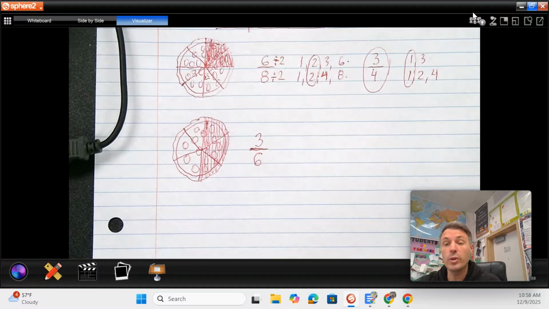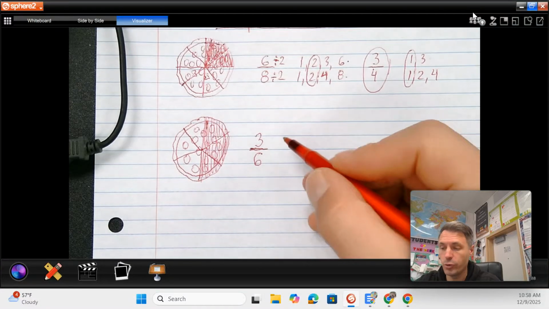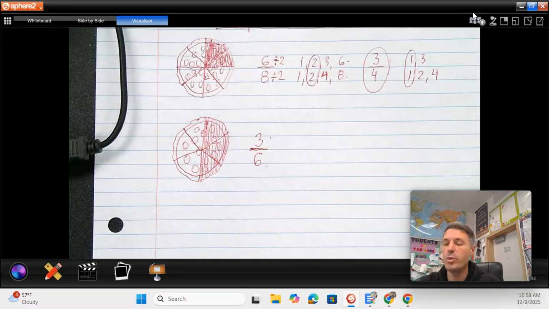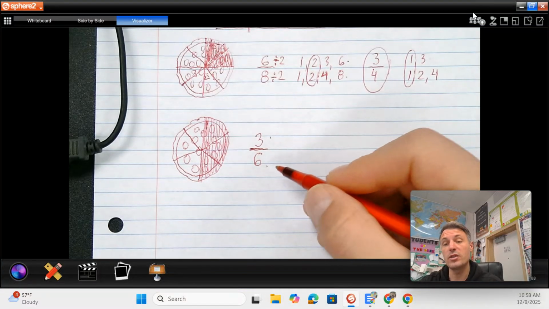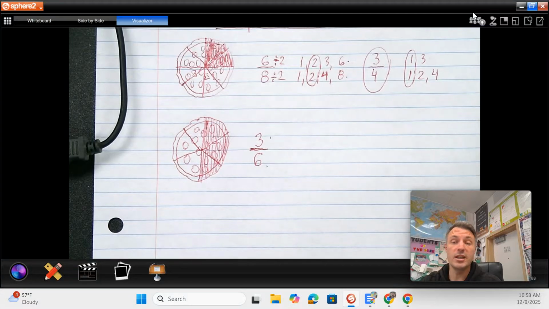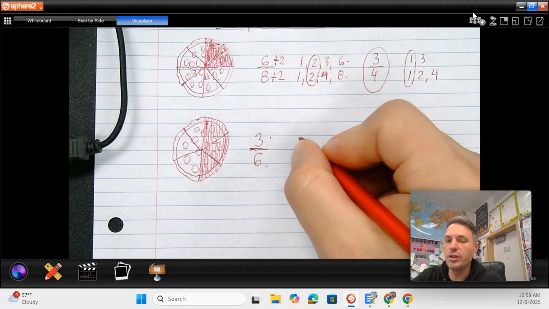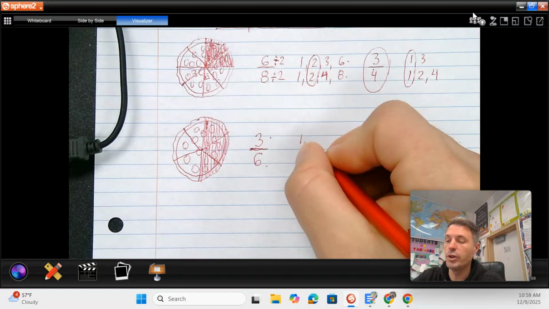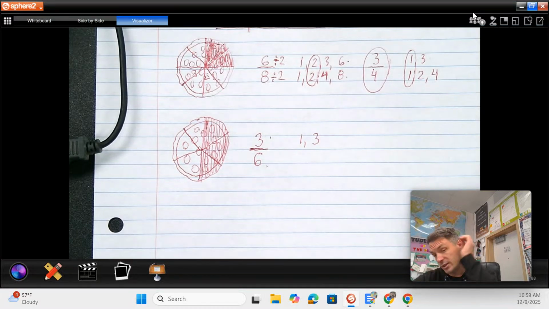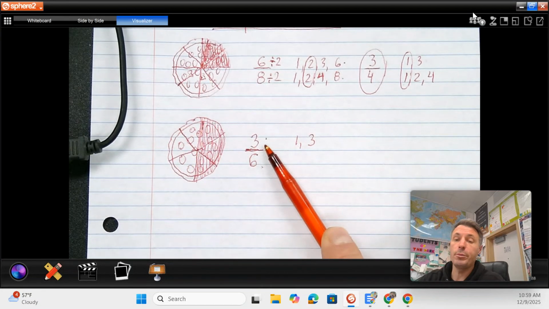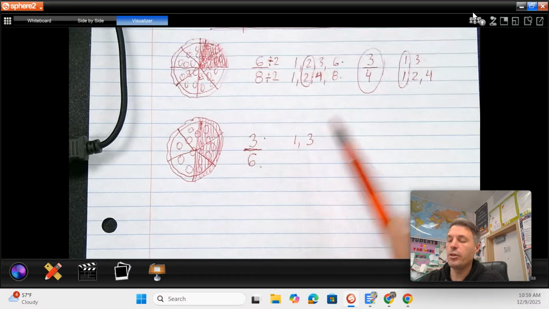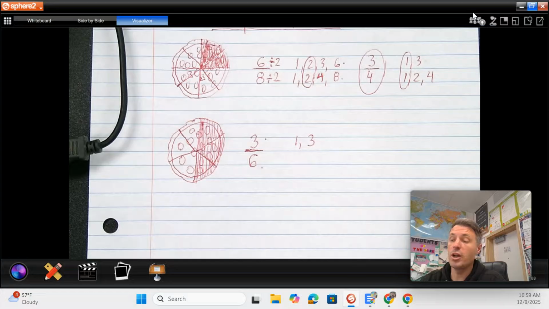Well, we find the greatest common factor for 3 and 6. And the way we do that is we list all the factors of 3 and we list all the factors of 6 and we identify the biggest number that's in both lists. So all the factors of 3 in the whole wide world are just 1 and 3, and that's because 3 is a prime number. It only has 2 factors. The only way that you can get 3 as the answer to a multiplication problem is by multiplying 1 times 3. So 1 and 3 are the factors of 3.